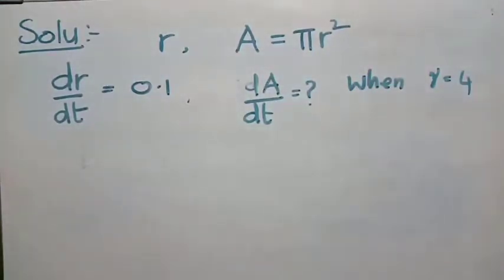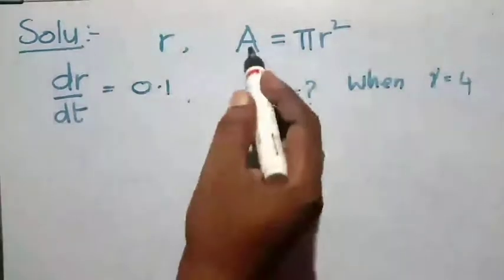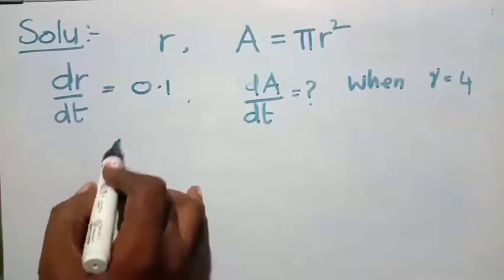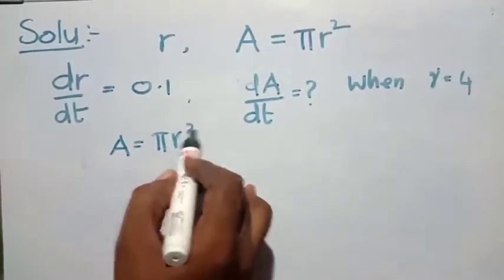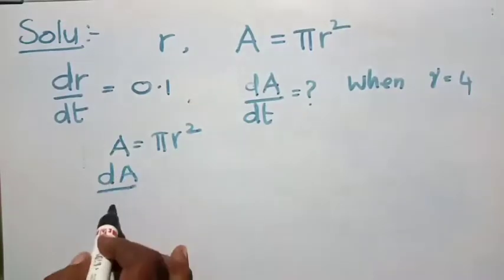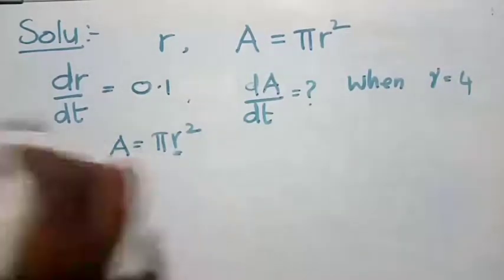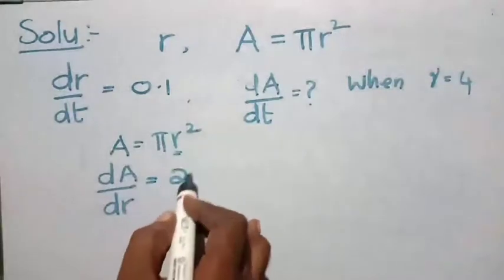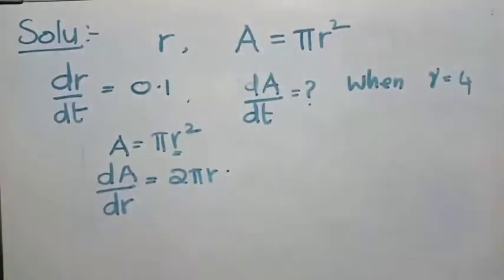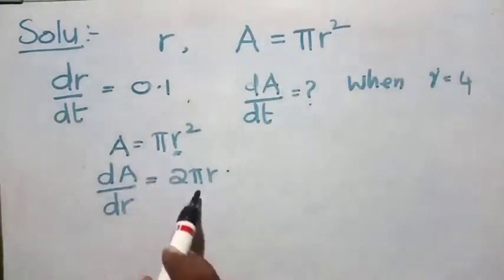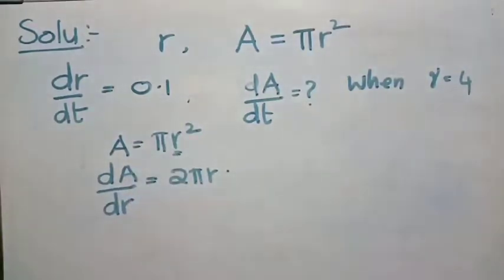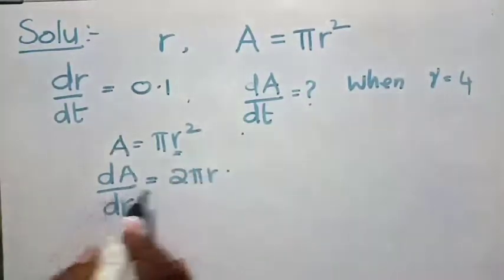This is our question. So here we are purely using the same rate of change method using the chain rule. As we know, A is equal to pi r square. We can find dA by dr because the variable is r. We get it as 2 pi r. See, the derivative of area is circumference. That's the concept we are getting.